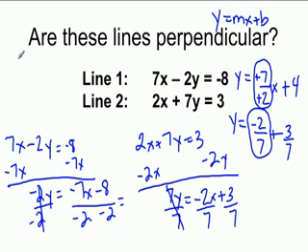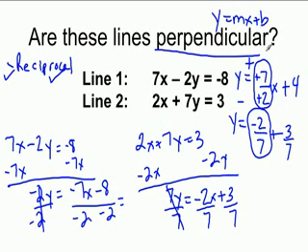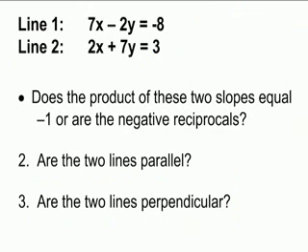And remember, to be perpendicular, they have to have a negative reciprocal, and that means a flip. So first of all, the first one is a positive, the second one is a negative, so that's correct. And then a reciprocal is a flip. So 7 over 2 flips over to 2 over 7. So it is a reciprocal. So these lines are perpendicular.